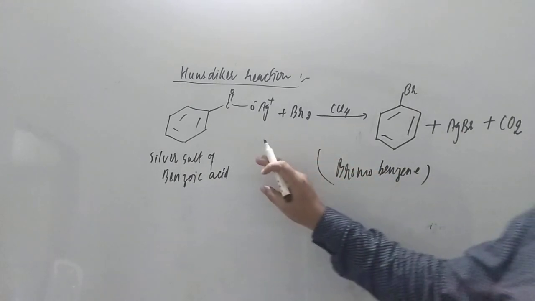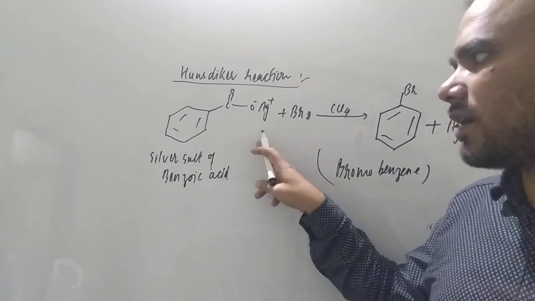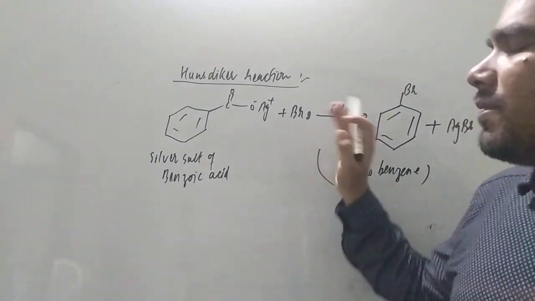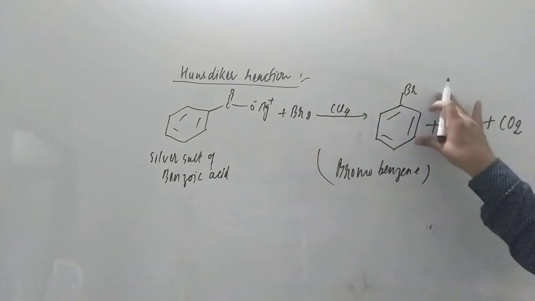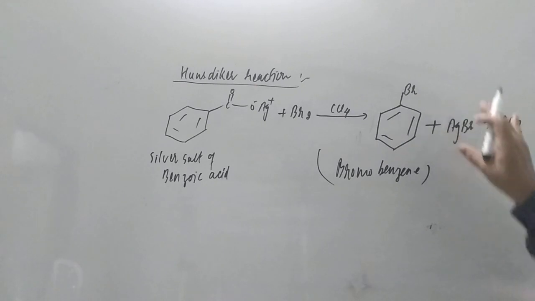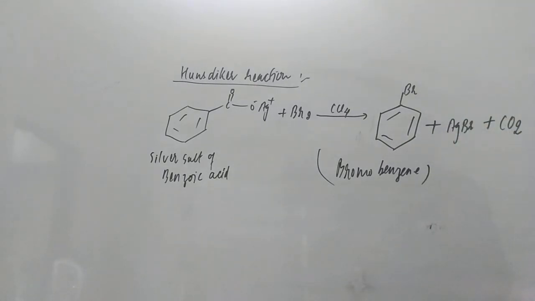In the Hunsdiecker reaction, what do we take? The silver salt of benzoic acid or any acid. If you treat this with bromine in carbon tetrachloride solution, you get haloarenes. So this is all about the preparation of haloarenes, students. Now we are going to understand the chemical properties of haloarenes.